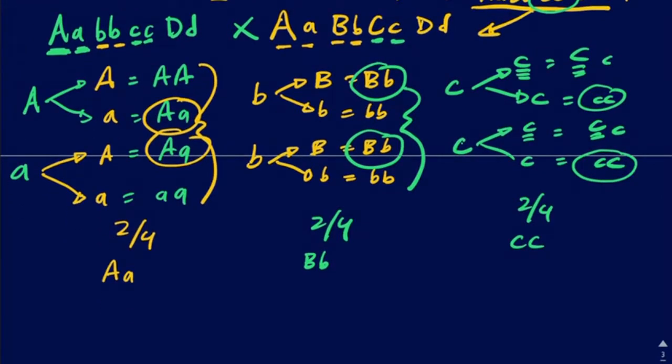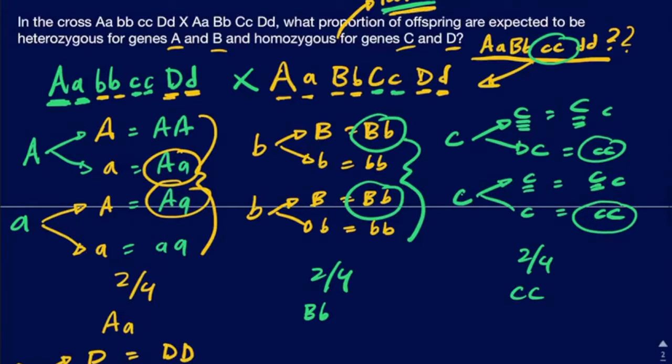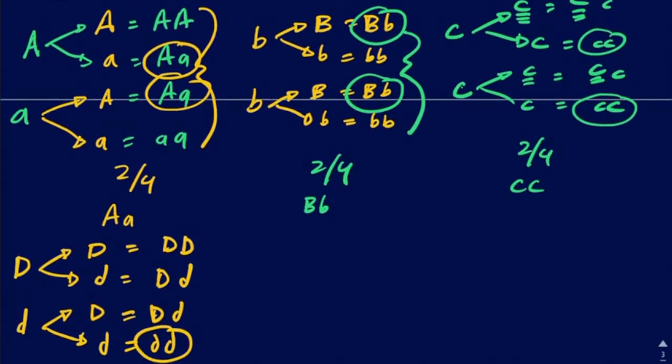So last one, we're going to move on to the D gene. If the mom were to give a big copy of the D gene, what can the dad give? The dad can either give a big copy or a little copy. So big D, little d. If the mom were to give a small copy of the D gene, the dad can again either give a big D or a little d. If you do the math, we get big D big D, big D little d, big D little d, and little d little d. We're looking for recessivity, so that's this one, and that's 1 out of 4 small d.